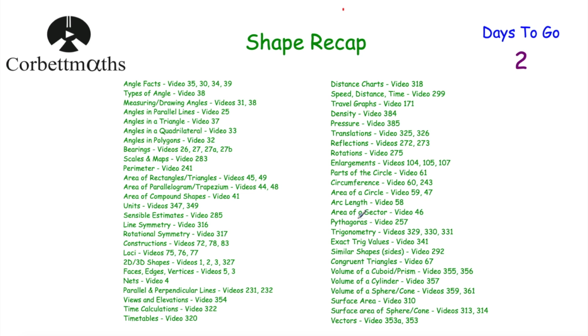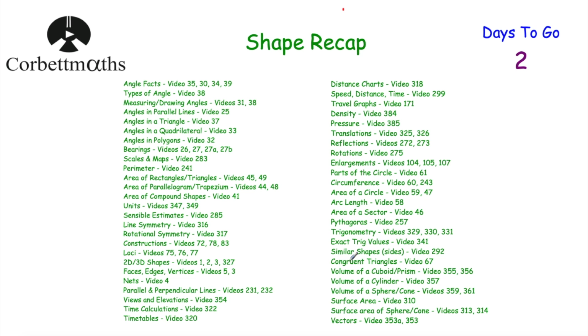Pythagoras' theorem, a squared plus b squared equals c squared. Trigonometry, remember your two old angels skipped over heaven carrying a harp, or your SOHCAHTOA, and make sure you know how to do those trigonometry questions. Your exact trig values, they can be quite useful to know those as well. Similar shapes, so remember similar shapes means an enlargement, so if you find the scale factor of enlargement, you should be able to find the length of the missing sides.